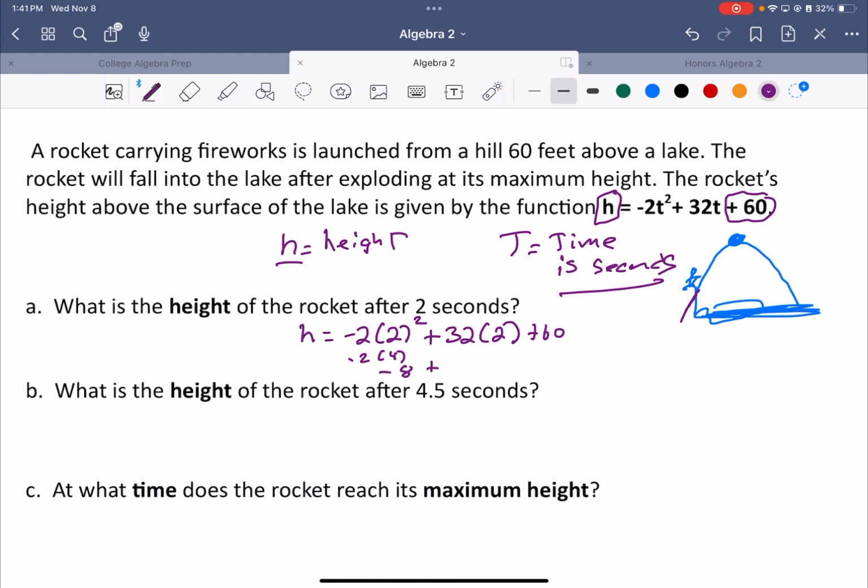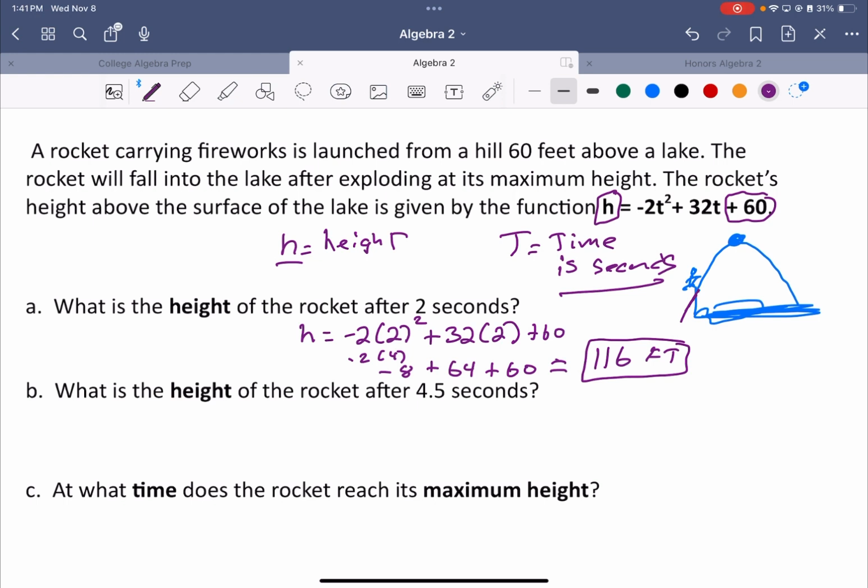32 times 2, 64? Yep. Plus 60. Does somebody with a calculator add that up for us? 124 minus 8, 116. Okay, so after 2 seconds, it's at a height of 116 feet.